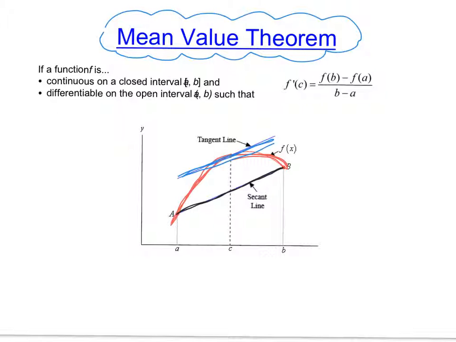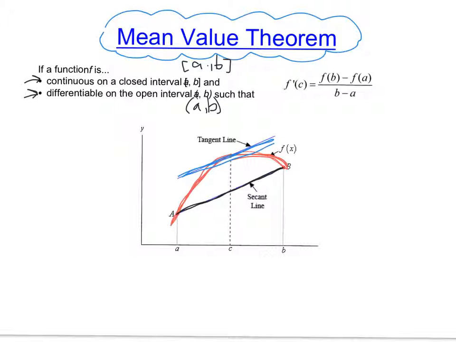In order to use the mean value theorem, we have two conditions. First, the function must be continuous on the closed interval a to b. Also, the function must be differentiable on the open interval a to b. So the function has to be continuous and differentiable. This is the first time we're seeing where both conditions have to be met in order to use the theorem.